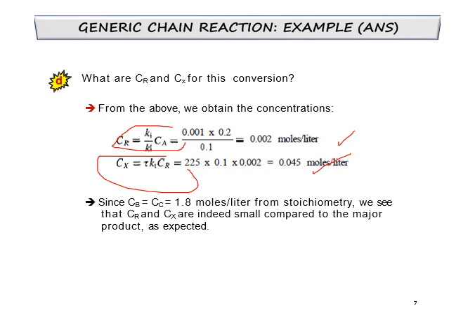And dia just bagi tahu since concentration of B and C is equals 1.8 moles per liter from stoichiometry, we see that CR and CX are indeed small compared to the major products as expected. Sebab tu kita kata kita boleh ignore initiation and also termination step because the radical punya concentration is too small and the product for termination is also small.